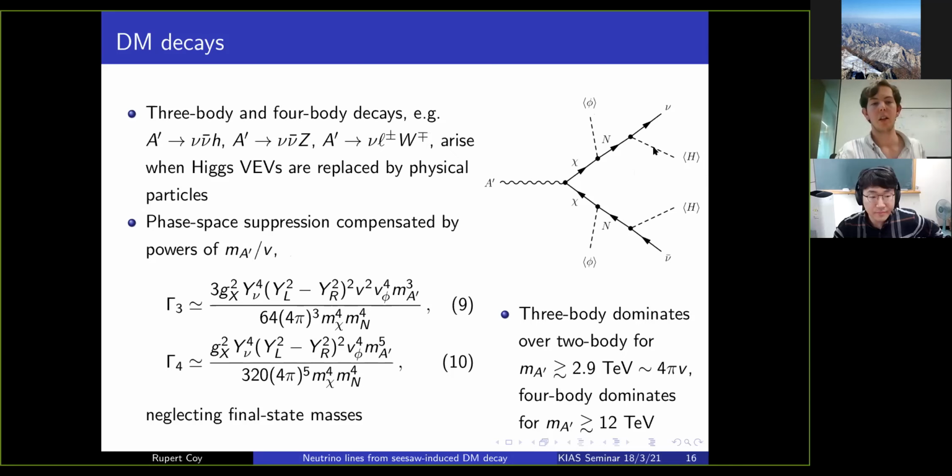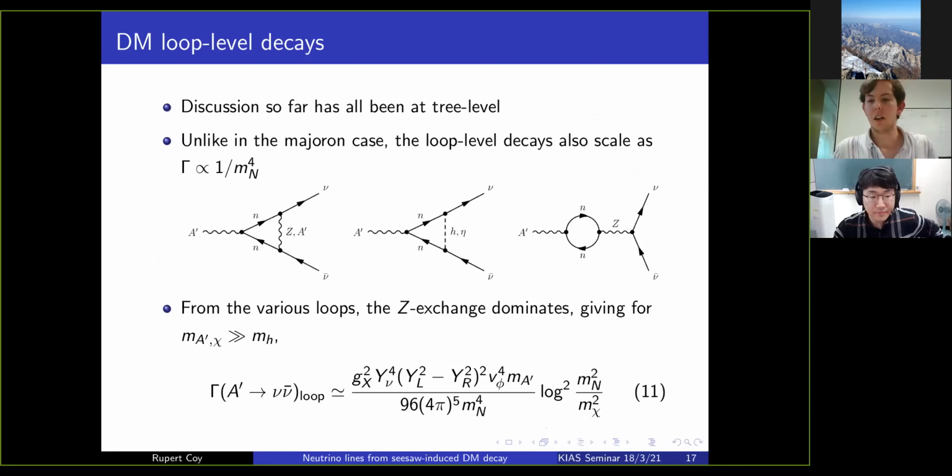Okay. So this was all at tree level, and we saw that in the Majoron case, the problem arose at loop level. But happily here, there's no problem at loop level, and the decay width still scales as 1 on the sterile neutrino mass to the 4th power. There's a whole bunch of diagrams you can draw. You can have a Z or an A prime mediating. You can have a Higgs or an eta. The eta is the boson inside of the phi when you break it down into its 2 parts, because it's a complex scalar.